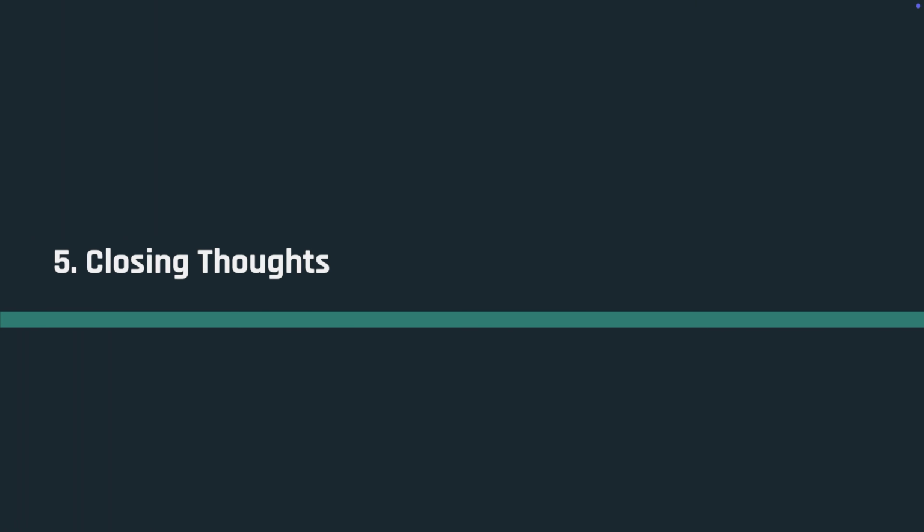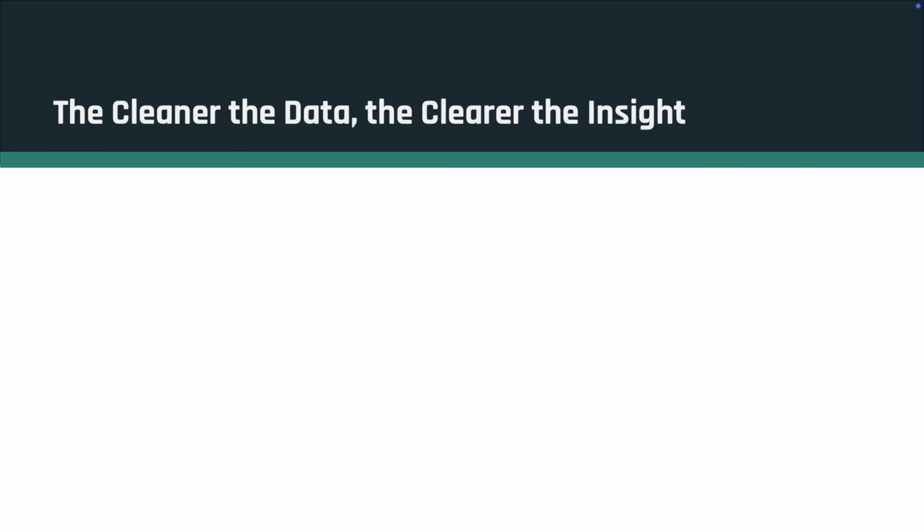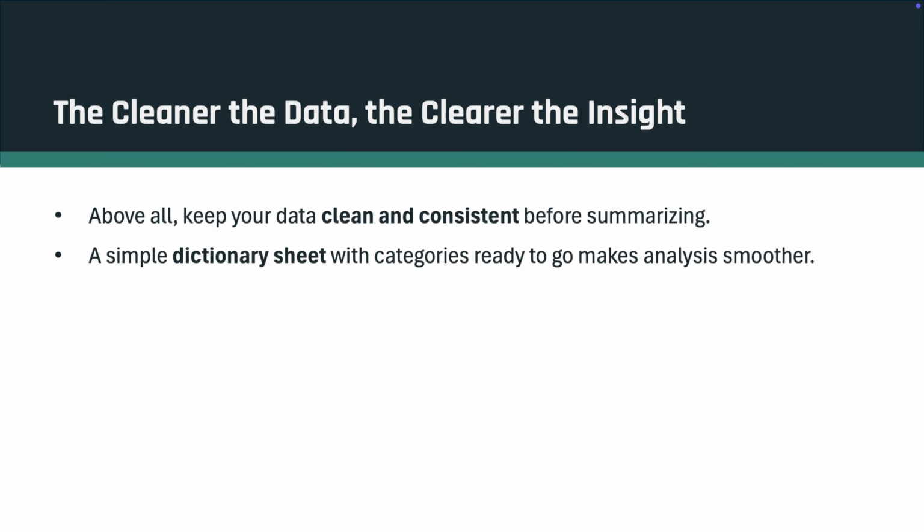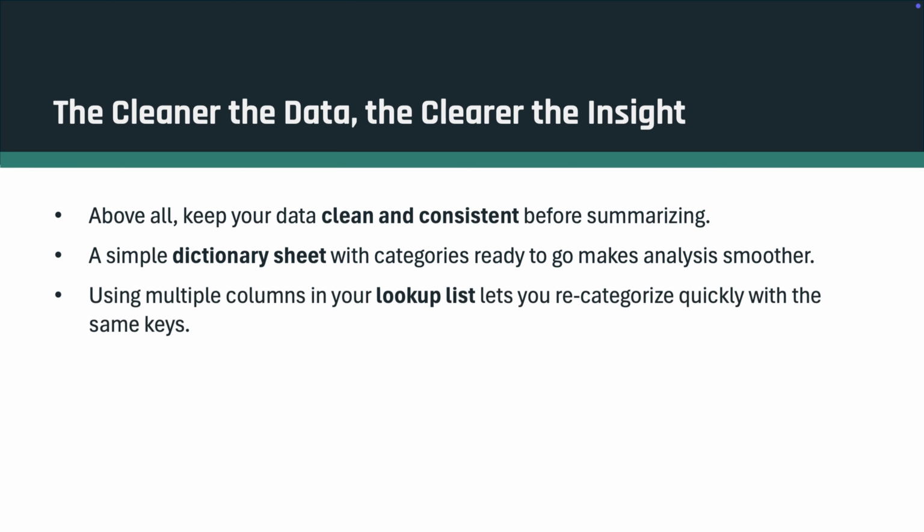Before we end our time together, here are some closing thoughts about working with university financials in Excel. Clean, consistent data always leads to clearer summaries, so take the time to ensure your source data is free of any unnecessary clutter. Think about maintaining a simple dictionary sheet that you can reuse across different projects. This helps you keep your categories organized and ready for reuse. Remember that you can use multiple lookup columns with a single key in order to quickly recategorize data with the same keys. This gives you a quick way to refine your analysis without changing your keys. A little time taken for setup will go a long way towards an efficient and effective analysis.